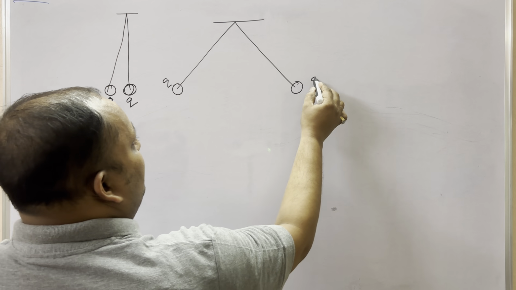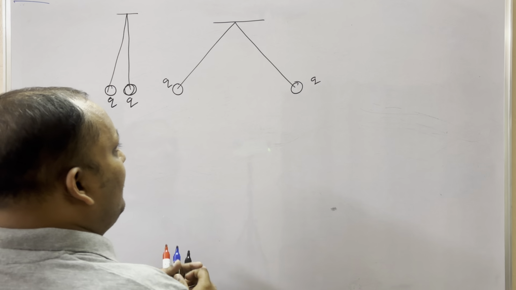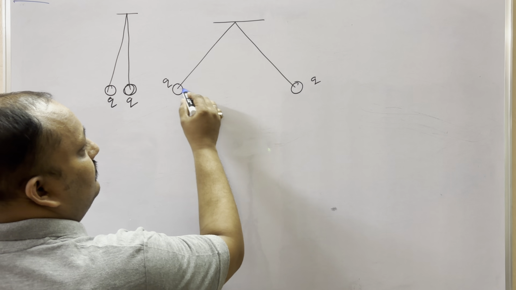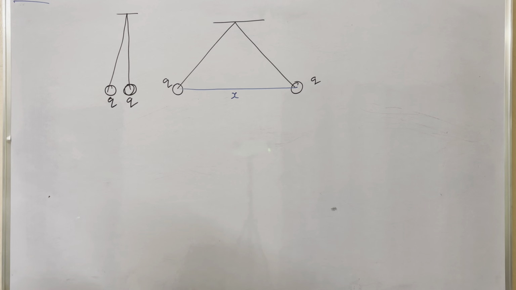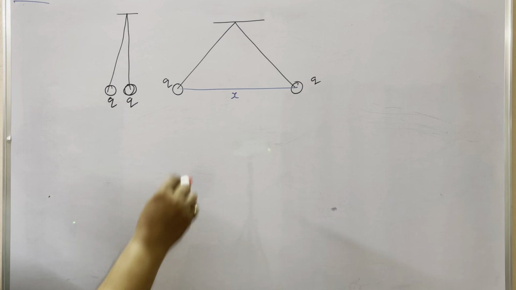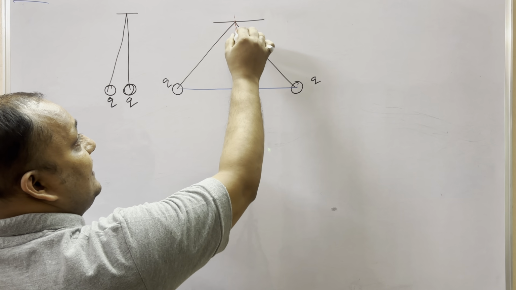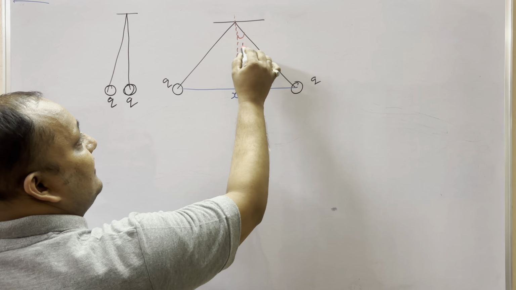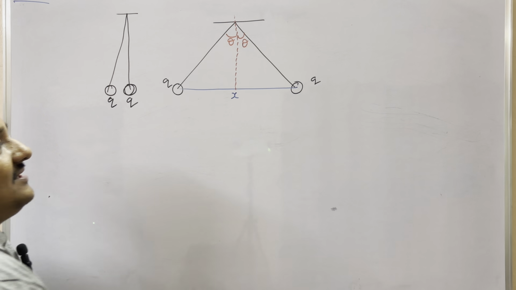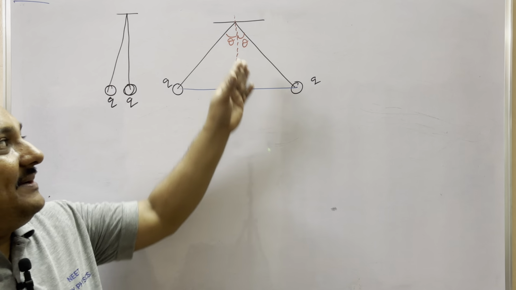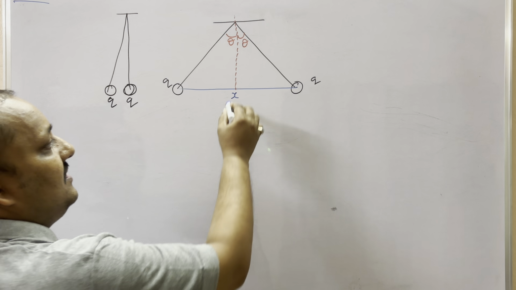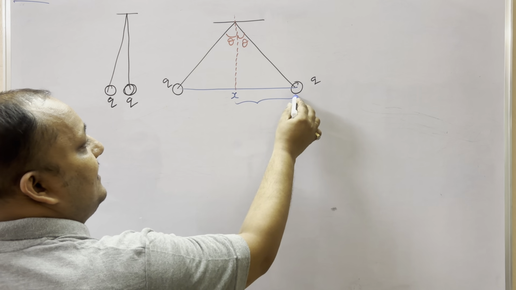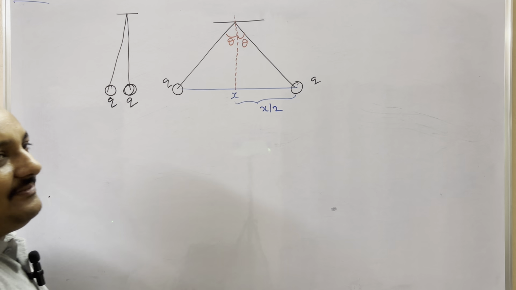So charge Q. Up to what separation they are going to move, means x distance. Then what is the angle made by this string with the vertical, they will ask. Theta. They are going to ask this theta. At that time, how do we have to solve the problem? From here to here we will assume it is going to be x by 2.